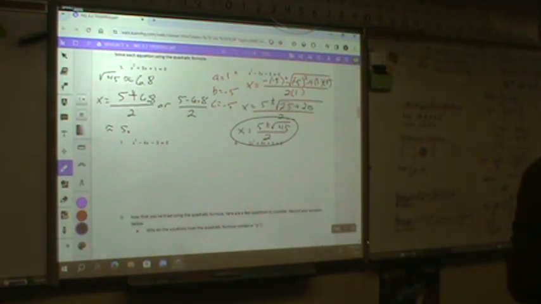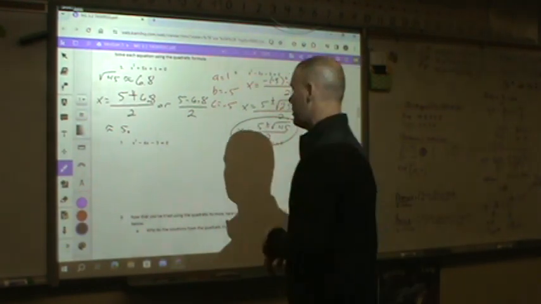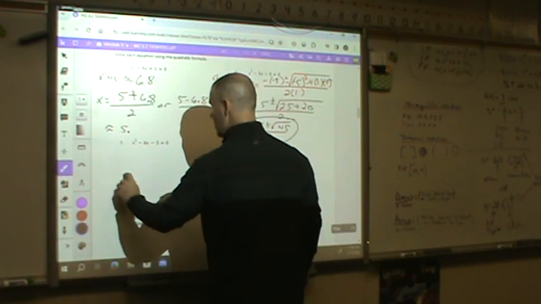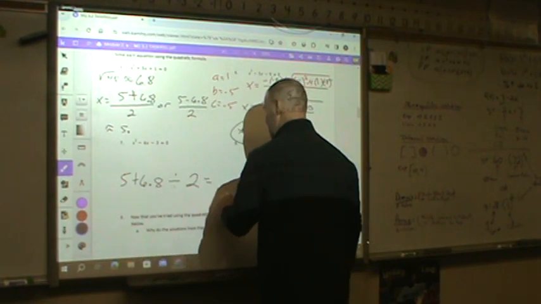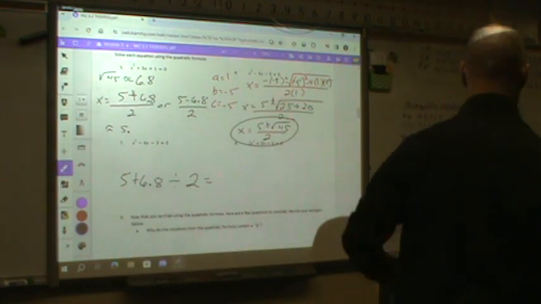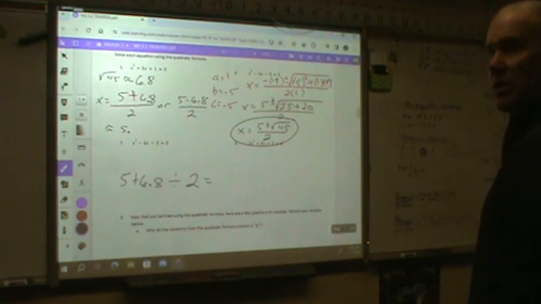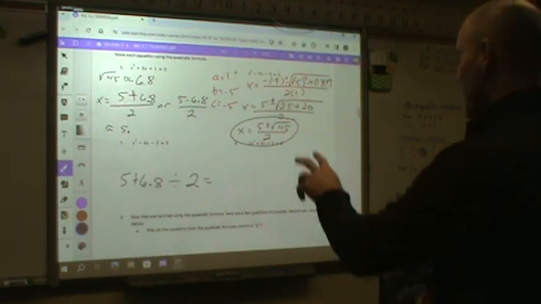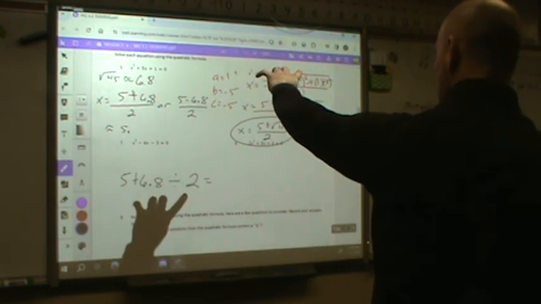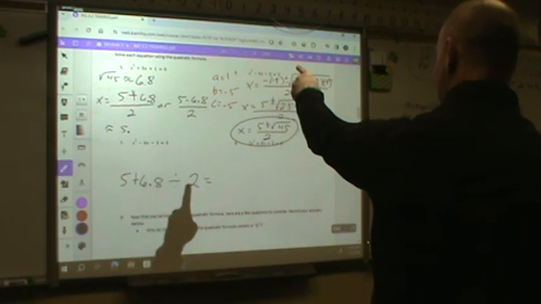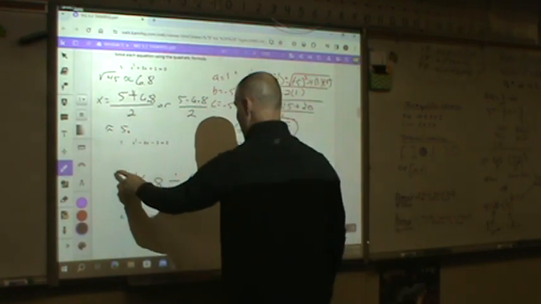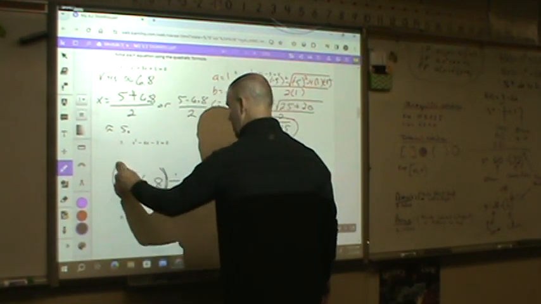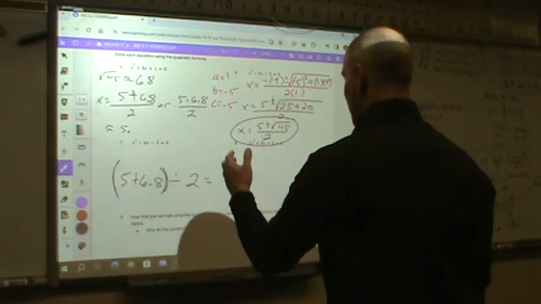Are we having issues with our calculator there? Remember, on your calculator, you cannot say 5 plus 6.8 and divide that by 2 and get your answer. You cannot do that. Those of you at home, if you're watching this, you can't do that. Why? Because of order of operations, the calculator is going to take half of 6.8 first and then add 5. So what I have to do is put parentheses around 5 plus 6.8.